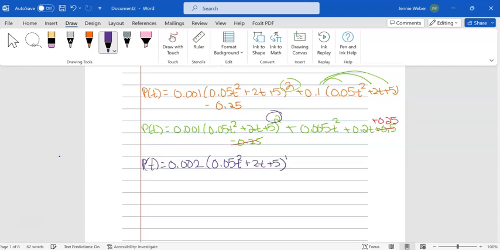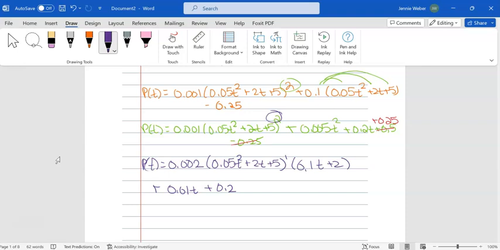Subtract 1. So that means this is a 1 up here. And then I'm going to take the derivative of the inside. So I'm going to do 0.05 times 2, which should give me 0.1 T plus 2. And then the 5 is a constant. It goes away. Then I'm going to do the next part. My 0.005 times 2 gives me 0.01 T. And again, that's a 1 plus 0.2. So this is my derivative.